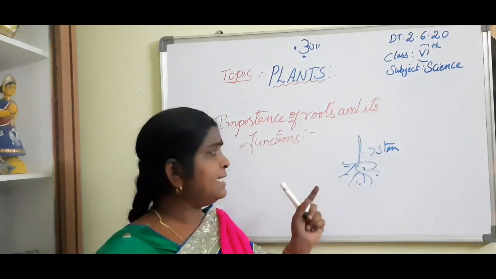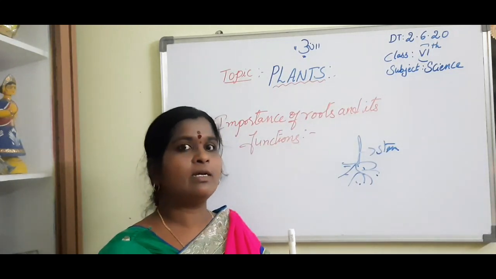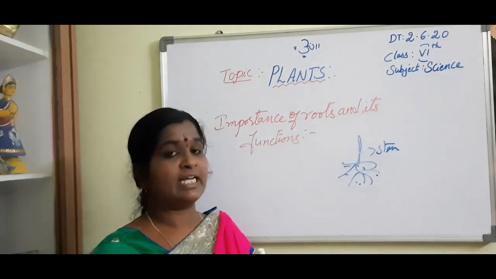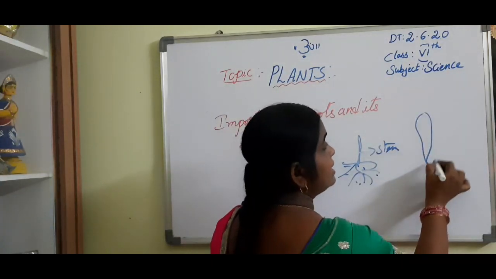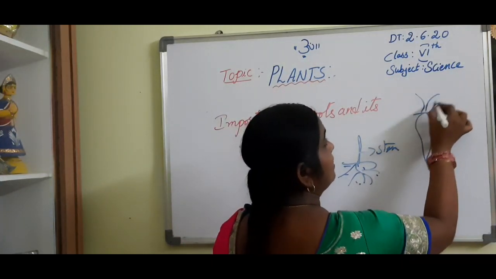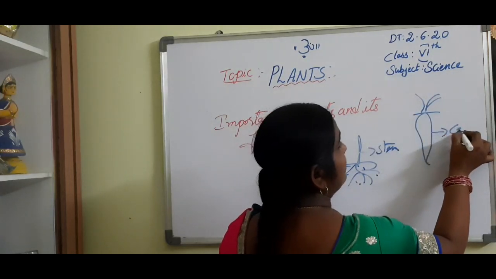Not only this, some roots we eat. That means the roots are modified into a bulge shape. For example, this one, tell me, carrot.